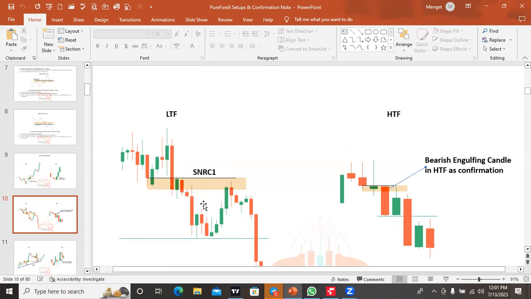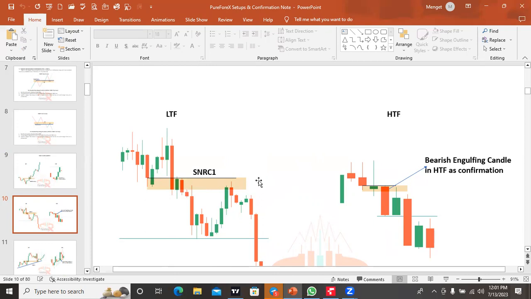But before we have confidence to sell, we want to see a confirmation on a higher time frame. When you look at this side, you see a bearish engulfing candle in a higher time frame as confirmation, right? This is a bearish engulfing candle. This is what gives us confidence. When price comes back to this SNRC1 setup, we sell.